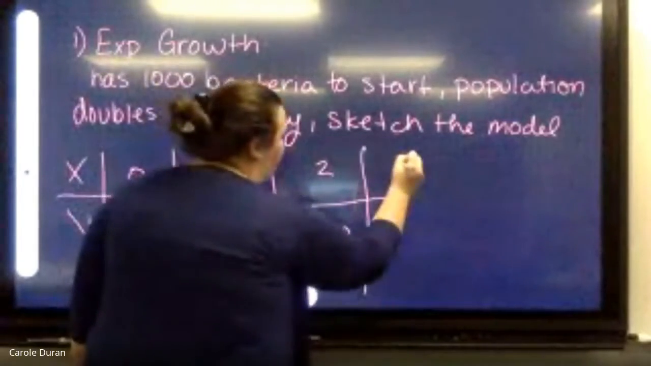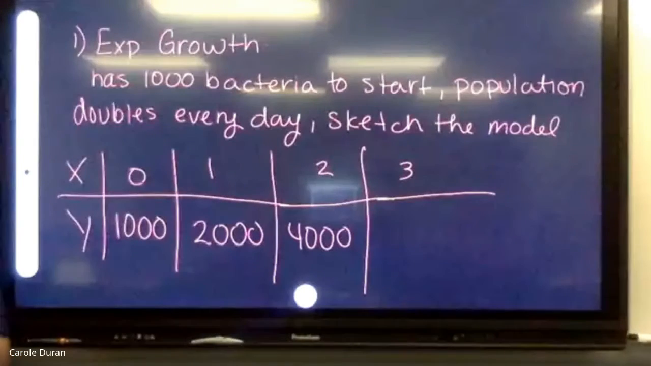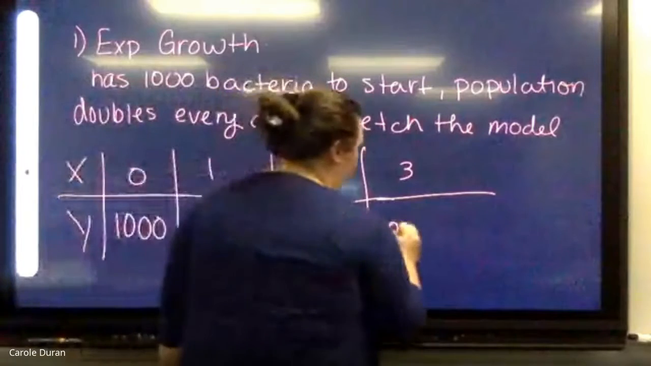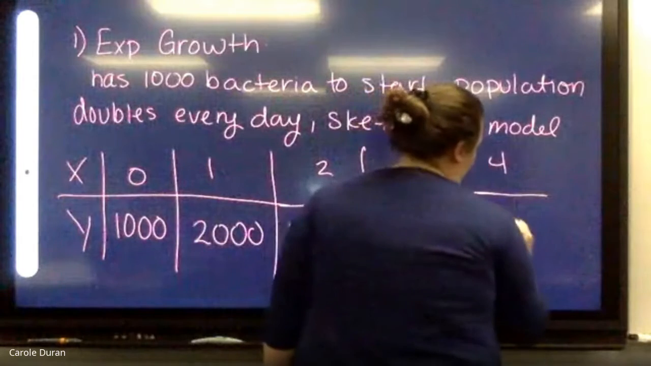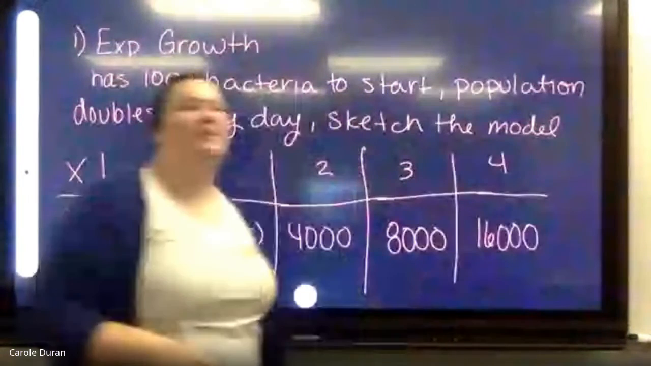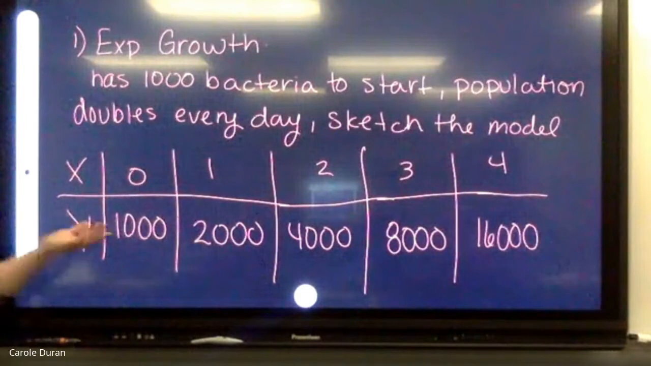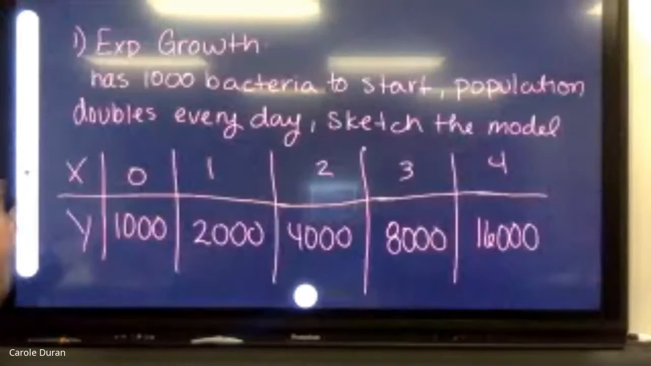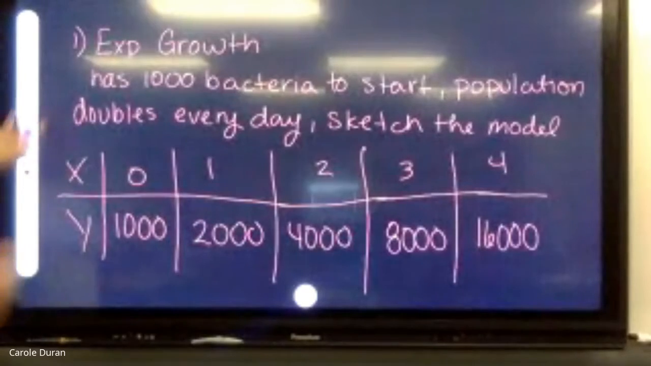Which means on day 3, I will have how many? And then on day 4, I will have 16,000. We could keep going if we wanted to, but this is going to grow very quickly from here. So now I actually have enough information to graph this. I typically like to stay somewhere around 4 to 5 points. 5 is safer than 4 because it gives us a better accuracy in our model. So we have 5 points.